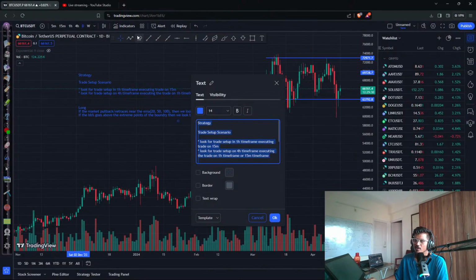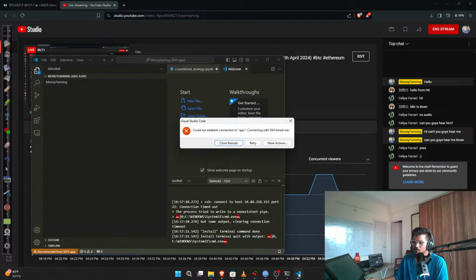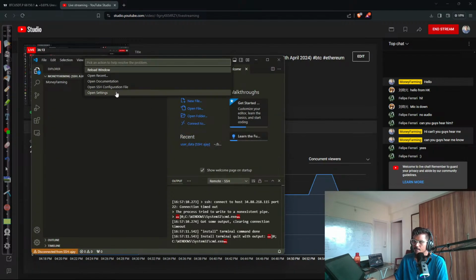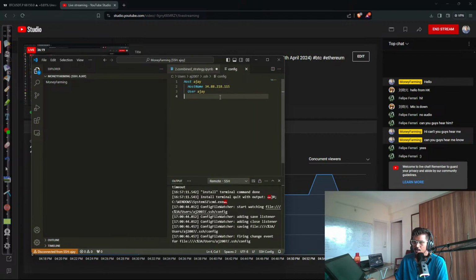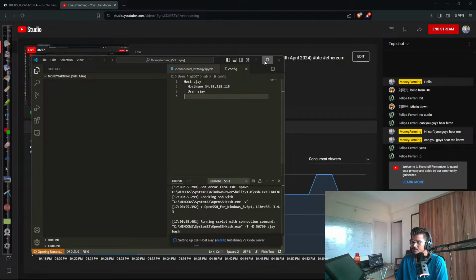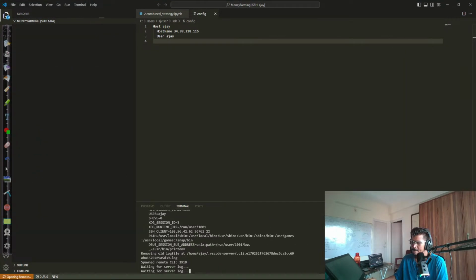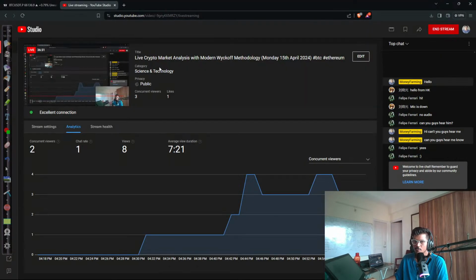Okay, now what I want to do is implement this strategy and show you guys how to navigate Freqtrade. So the requirement yesterday was the strategy.